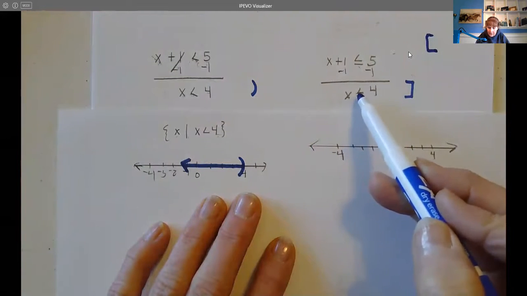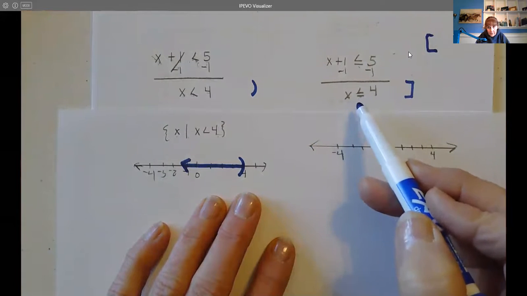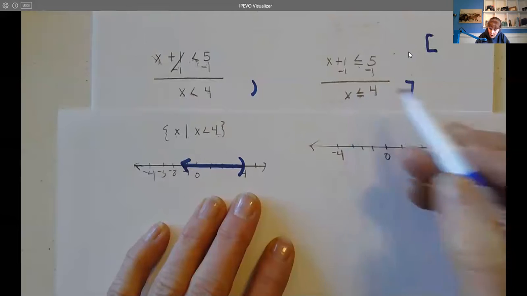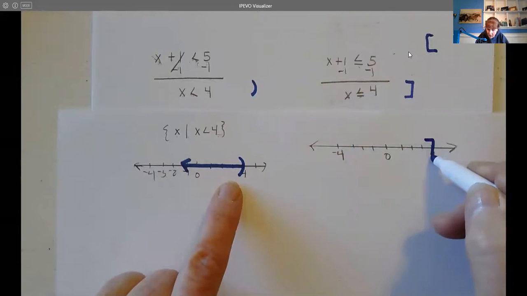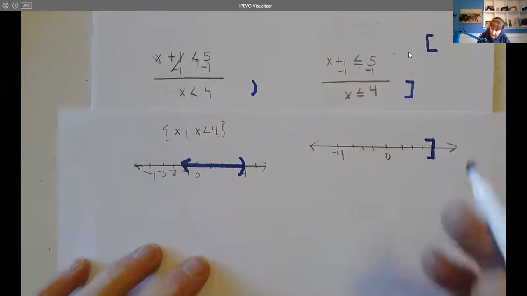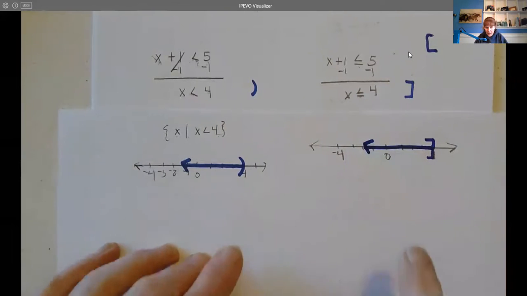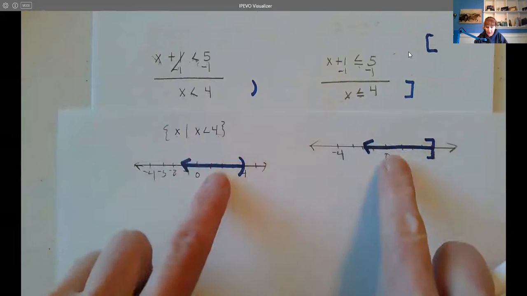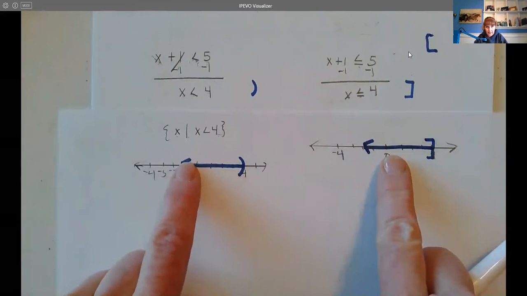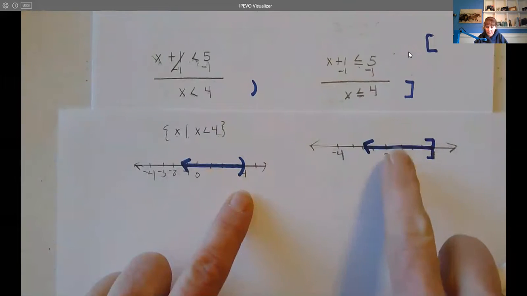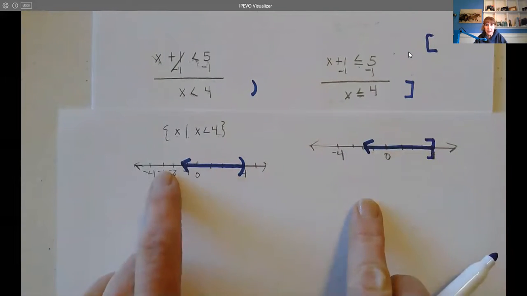I want x's that are smaller than 4. Numbers smaller occur to the left. So because of that bar, rather than using the parentheses, I'm going to use a bracket on the 4. And then my arrow will go to the left. And that's displaying these 2 graphically. One includes the 4 and numbers less than, and one doesn't include the 4 and is less than.